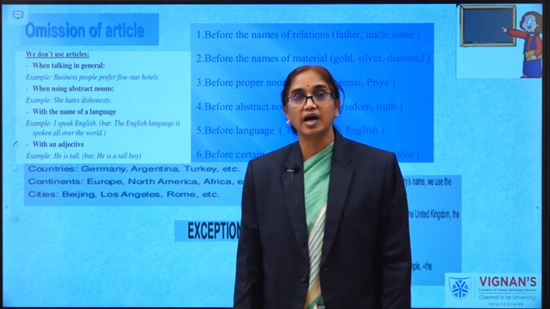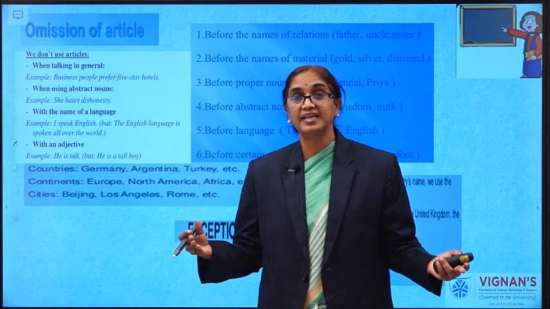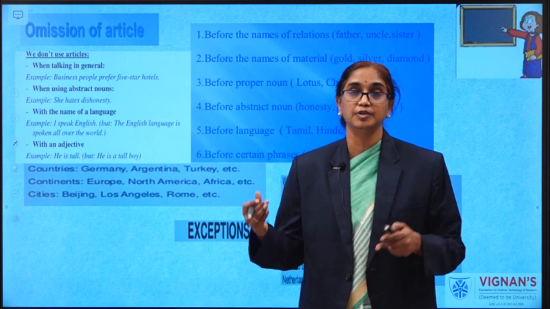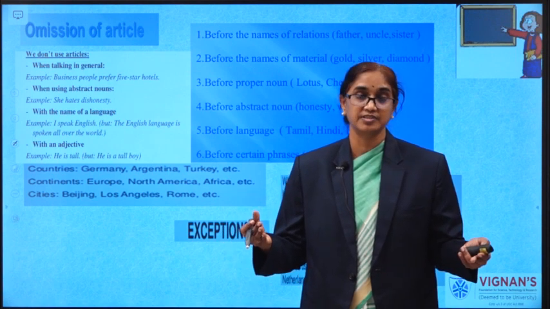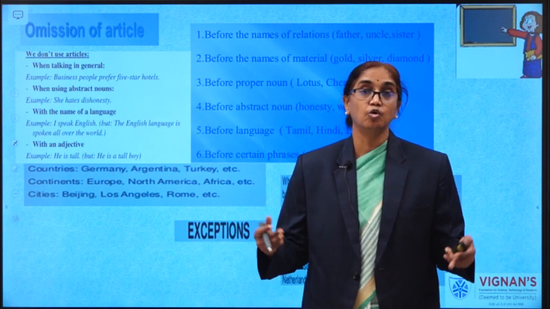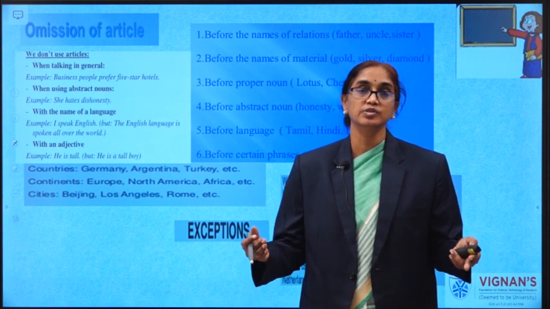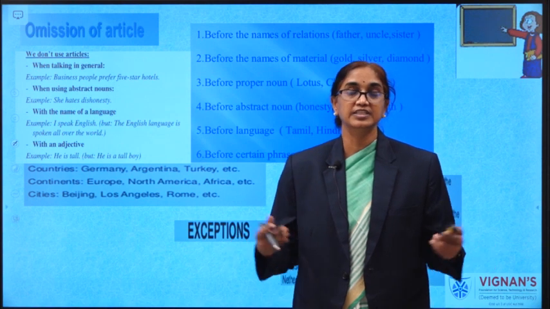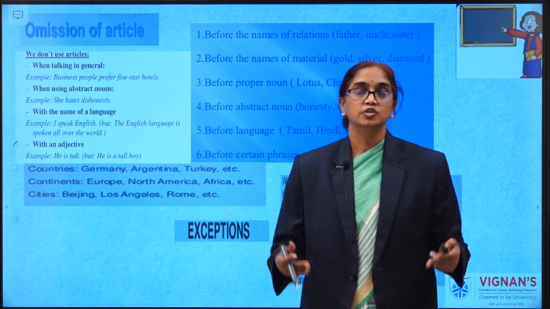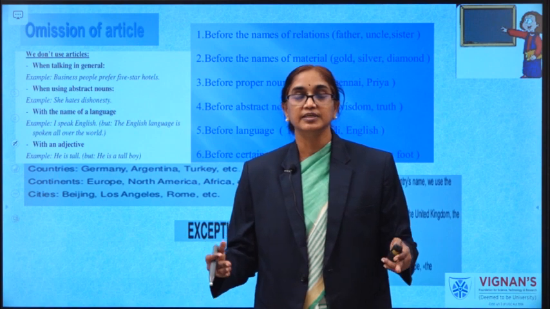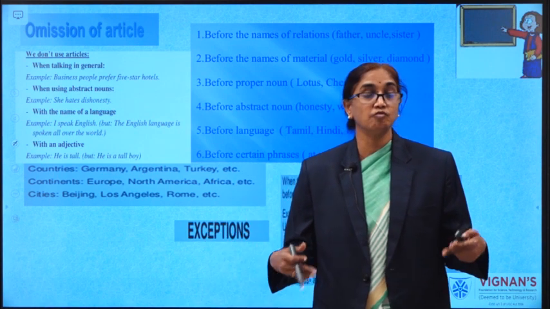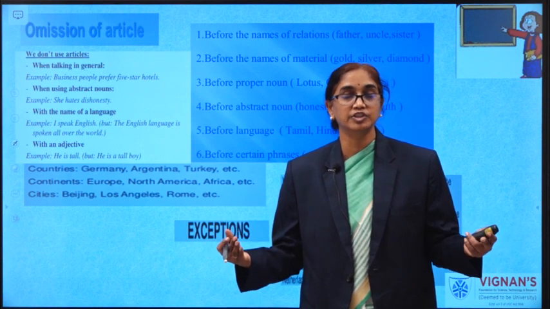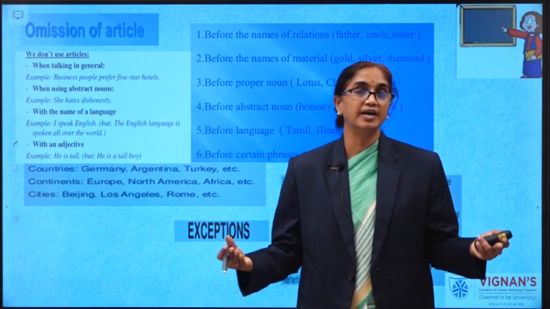And we also use articles for public carriers, whether it is a ship or whether it is a train. For example, you say the Jammu Tawi Express, the GT Express, the Konark Express, or you use the Titanic. So when you're talking about ships, the Nilgiris, so these are all big ships, so a public carrier. So for such monuments of public importance or passengers or cargo ships, we use article the.